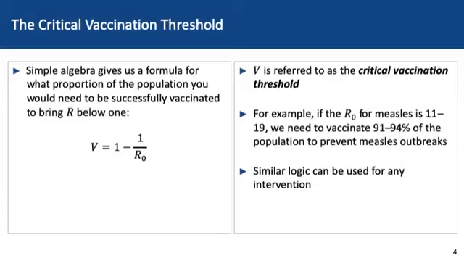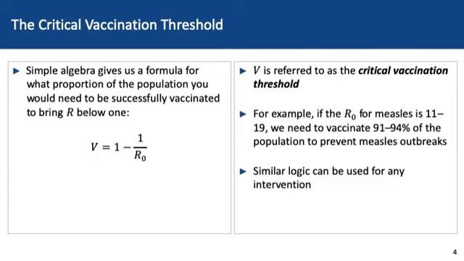And one of the places it's most important is this idea of the critical vaccination threshold. So that is the proportion of the population that would need to be successfully vaccinated to bring R below 1. A little bit of simple algebra can be used to find a formula for this critical vaccination threshold. And we find it to be that V, the proportion of people who need to be successfully vaccinated, and it's important that it's successful, is equal to 1 minus 1 over the basic reproductive number. And as I said, this V is referred to as the critical vaccination threshold. So as a real-world example, if the R-naught for measles is 11 to 19, we need to vaccinate somewhere between 91% and 94% of the population to prevent measles outbreaks when it's introduced in the population.